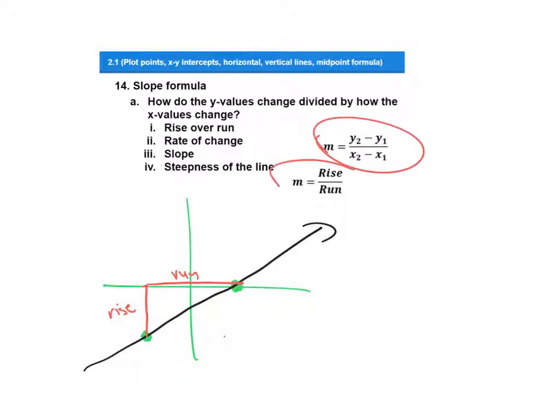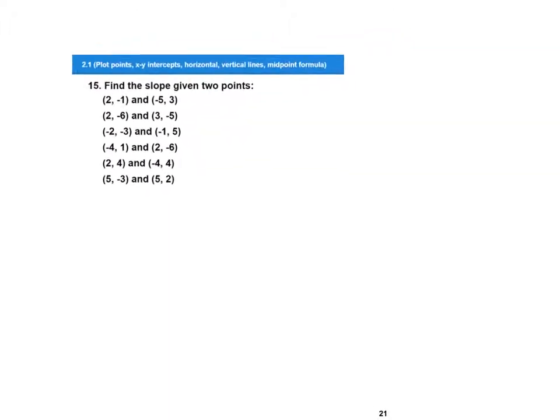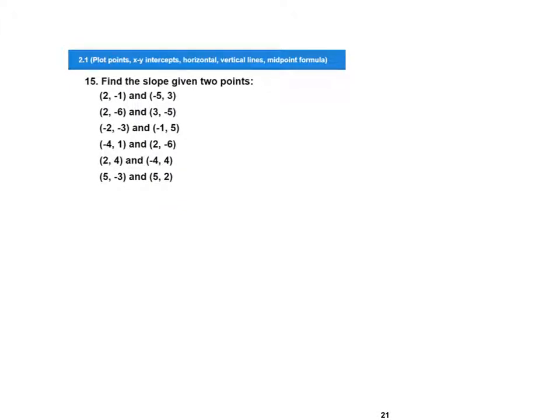So all of these, rate of change, rise divided by run, y2 minus y1 divided by x2 minus x1, are all ways to say slope. So if I want to find the slope between 2 points, I'm going to use this formula, and I like to do y1 minus y2 divided by x1 minus x2 because I like to look left to right.